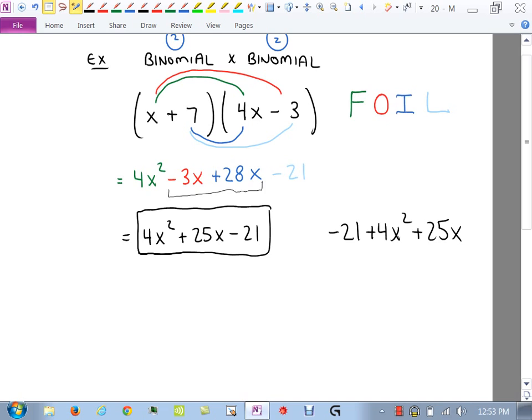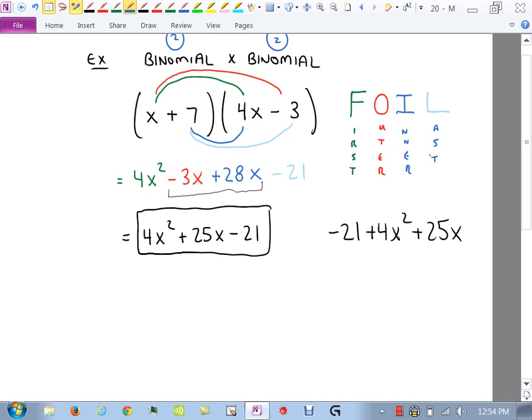Foil is a cute acronym. An acronym is when you take the first letters of the words and it makes up a word. So the F here stands for first. The O here stands for outer. And then inner. And then last. First, outer, inner, last. And that's the way a lot of teachers teach how to do binomial times binomial.